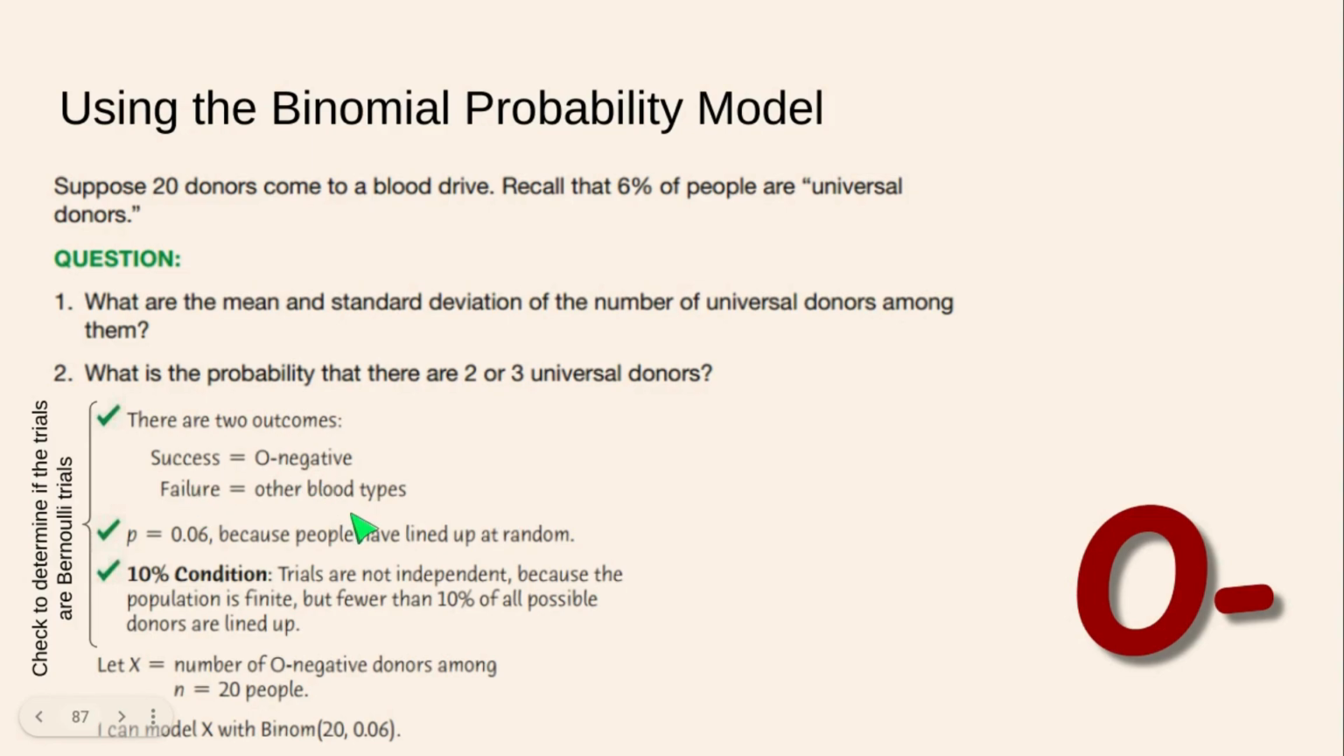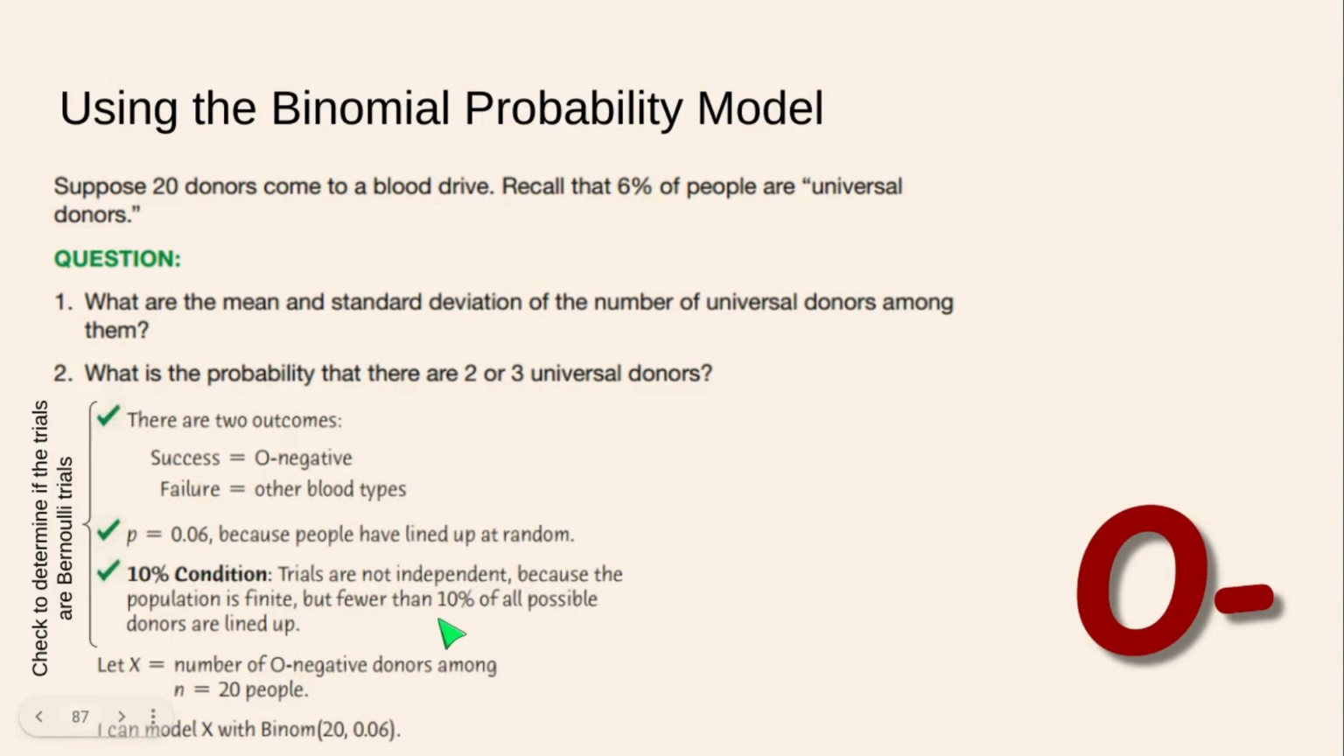Perfect. The probability of success is 0.06. The people have lined up at random. We're assuming randomization scrambles things. So we have a fixed probability of success and independent trials. And the 10% condition. Trials are not technically independent, fine, because every population you'll ever run into is finite, and once we take someone out of the population, the trials are not technically independent, but fewer than 10% of all possible donors are lined up.